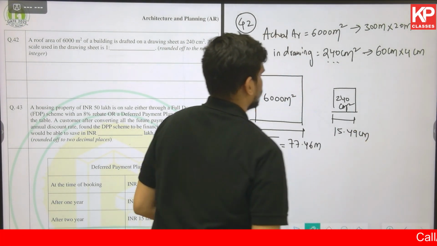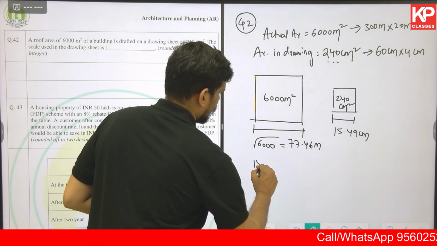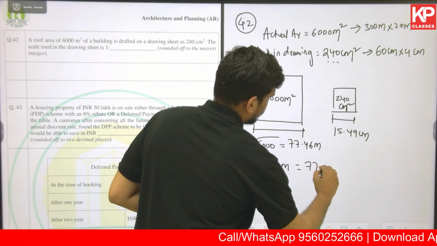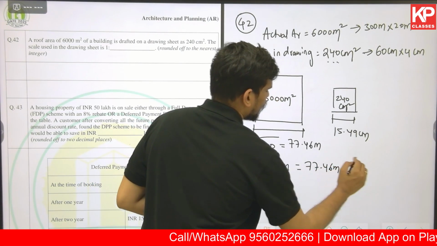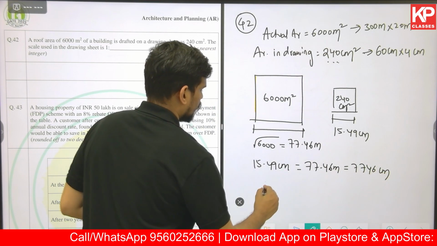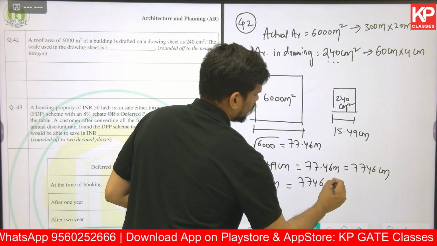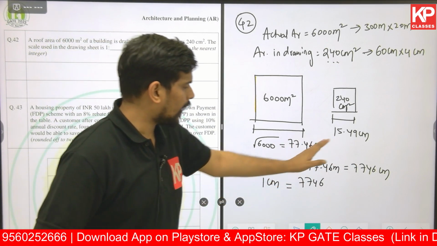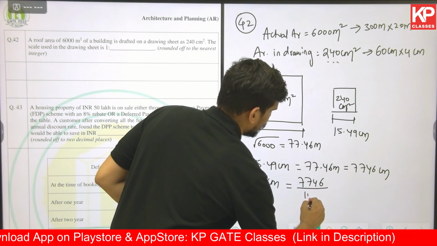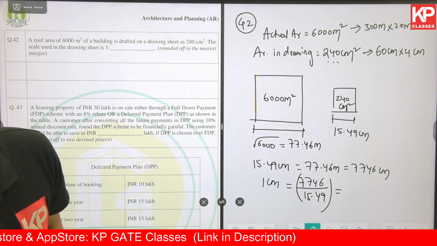15.49 centimeters in the drawing is equal to 77.46 meter, which in centimeters will be 7746 centimeter. So what will be the value of 1 centimeter? Using the unitary method: if 15.49 is 7746, 1 centimeter will be how much? 7746 divided by 15.49. Simplify this and you'll get the answer.